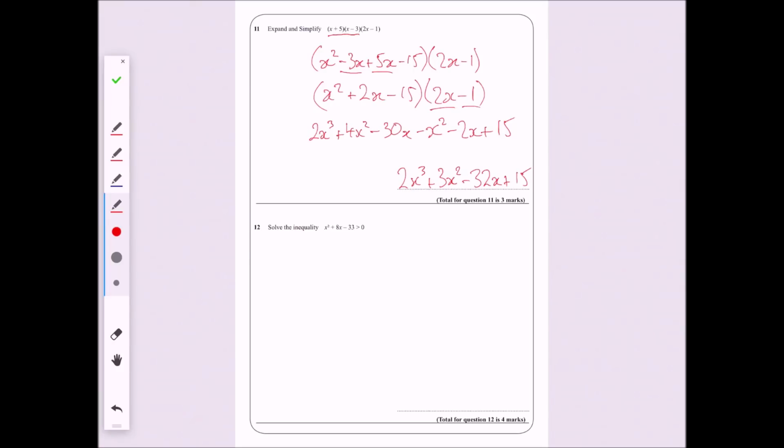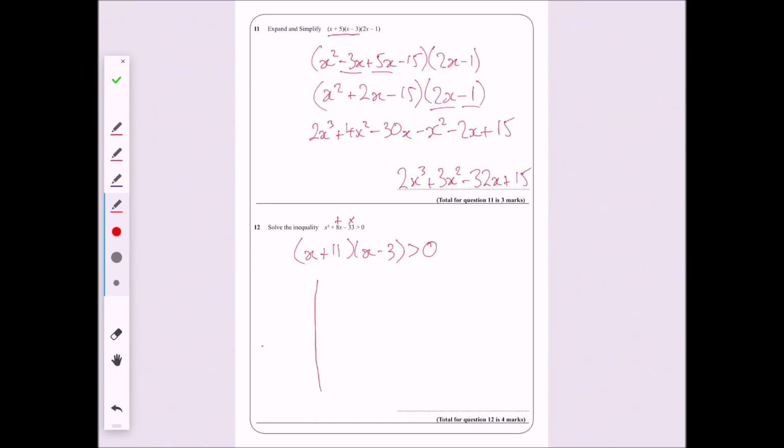Question 12. Solve the inequality x squared plus 8x minus 33 is greater than 0. So we solve quadratic inequalities in the same way as normal quadratics, but then we need to do a little bit of thinking at the end. First of all, I'm going to factorise this. So it's going to go to x and x. To get 33 on the end, we need numbers that multiply together to give 33 and add together to give 8. Well, 11 take 3 gives us 8, so it's going to be plus 11 and minus 3. That gives us the minus 33 in the end, and it will give us plus 8x, and that's greater than 0.